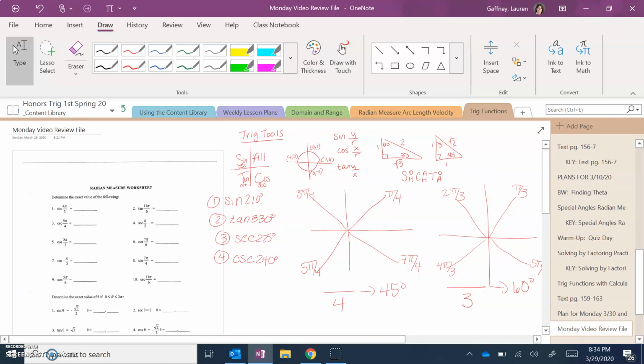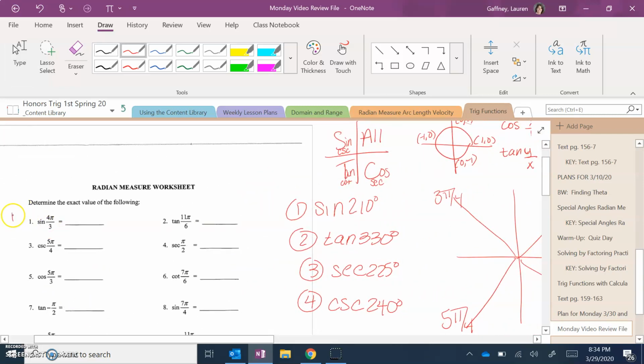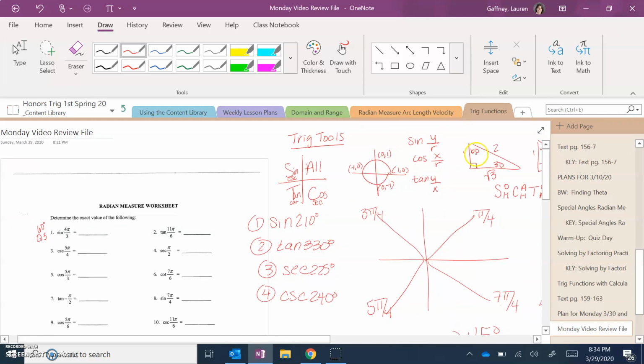Sine of 4 pi over 3. Okay, if my denominator is a 3, it's a 60-degree reference angle. 4 pi over 3 is a little bit bigger than 1 pi, so this is going to put us in quadrant 3. So 60-degree reference angle. Come over here for sine, that's opposite over hypotenuse, so that's root 3 over 2, and in quadrant 3 it would be negative.